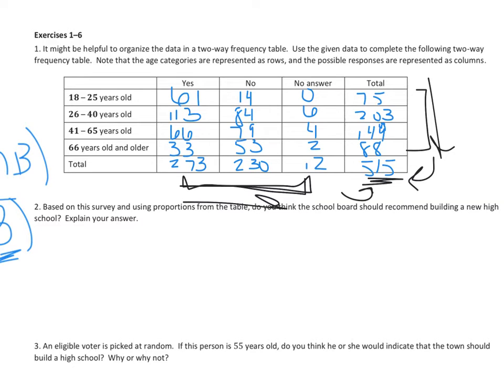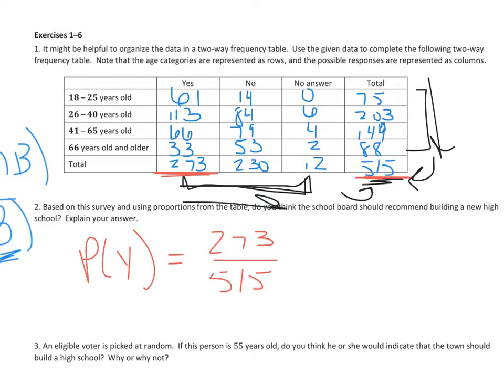So the first question is, based on the survey using proportions from the table, do you think the school board should recommend building a new high school? Well, the probability I would be concerned with is the probability of people who say yes. This is our notation for writing probability, Y meaning yes. So how many people said yes in this survey? We have 273 out of 515 people saying yes. This is not a conditional probability. It is just saying, what's the probability of all the people saying yes? So I would get 0.53, which is 53% as a percentage, and I would say yes, they probably should build a new high school because this percentage is over 50%.